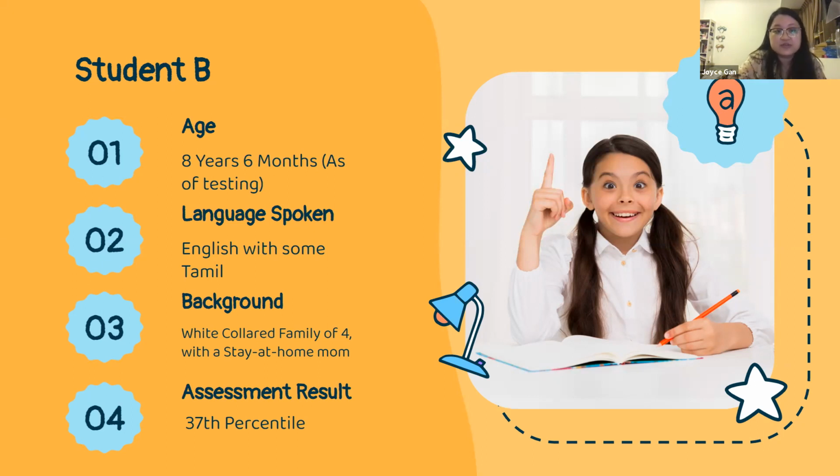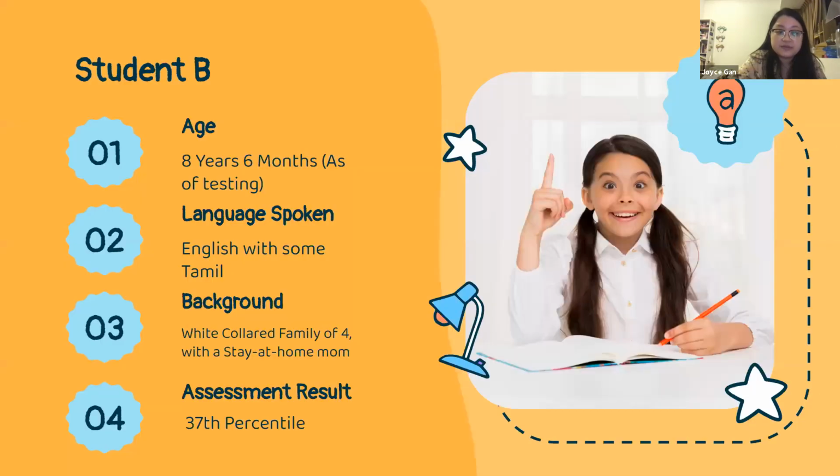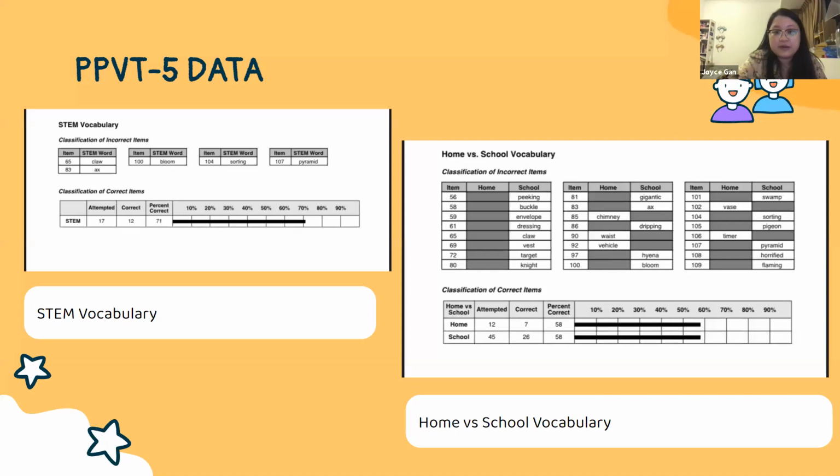So from the results, we can see that student A and student B tested differently. It is possible that their varying test scores may be attributed to a variety of factors, such as their socioeconomic situation, exposure to different experiences, as well as media and books. So next slide. But what we care about is the data that the PPVT-5 provides the assessors.